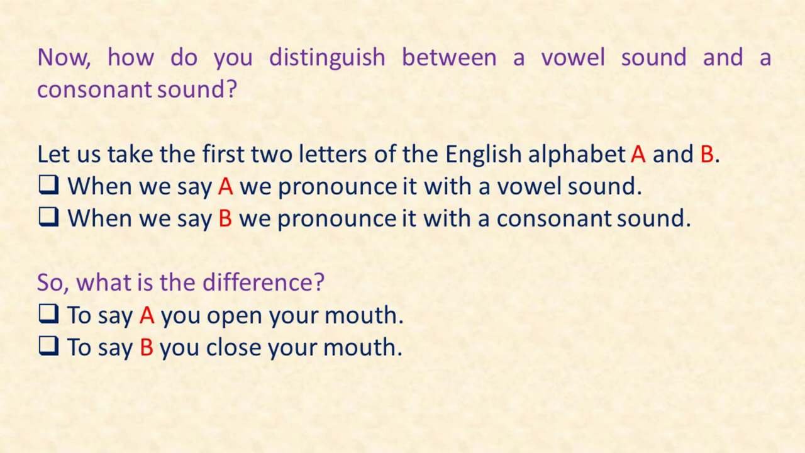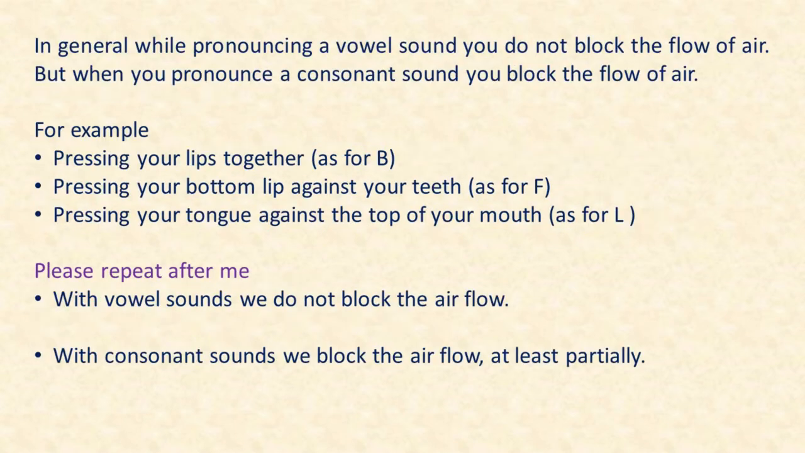Let us take the first two letters of the English alphabet, A and B. When we say A, we pronounce it with a vowel sound. When we say B, we pronounce it with a consonant sound. So, what is the difference? To say A, you open your mouth. To say B, you close your mouth.